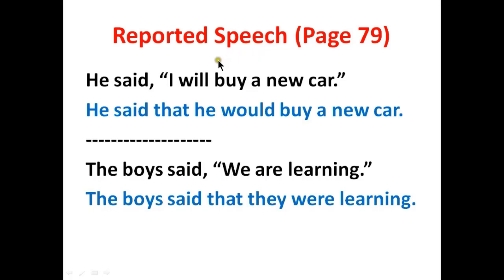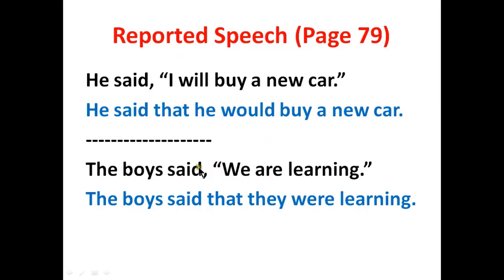Here are some examples to make the concept of reported speech more clear to you. He said, I will buy a new car. Now the words, I will buy a new car, make a sentence, right? Now this is the same sentence as it was spoken by him. He said, comma, space, inverted commas begin, I will buy a new car, full stop, inverted commas close. But if I narrate or speak his words in my own expression to someone else in his absence, the sentence will be, he said that he would buy a new car. Now this is called a reported speech.